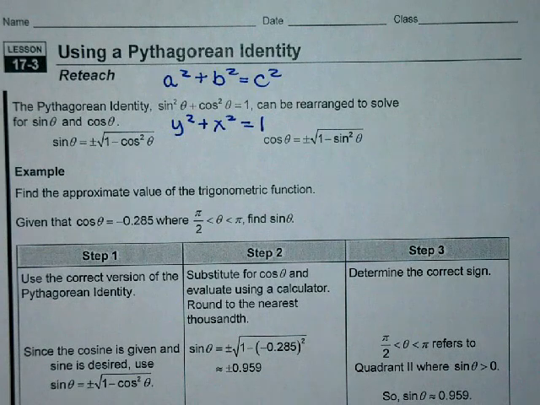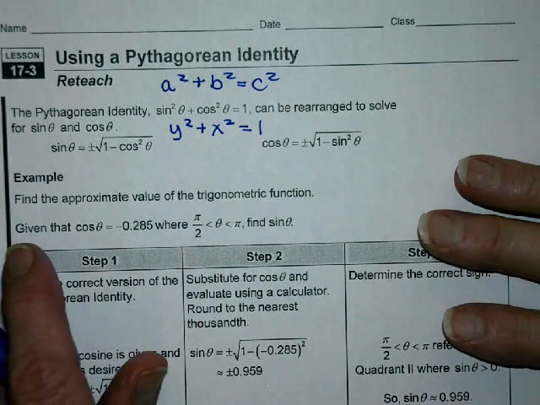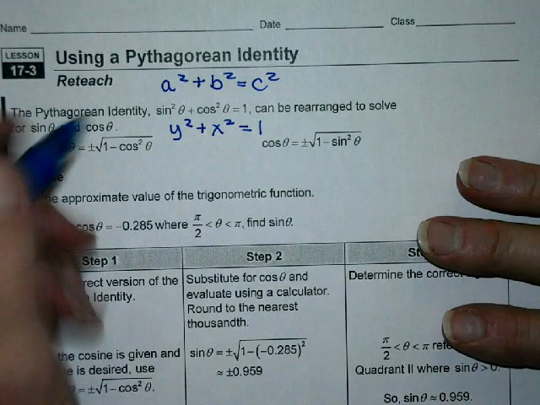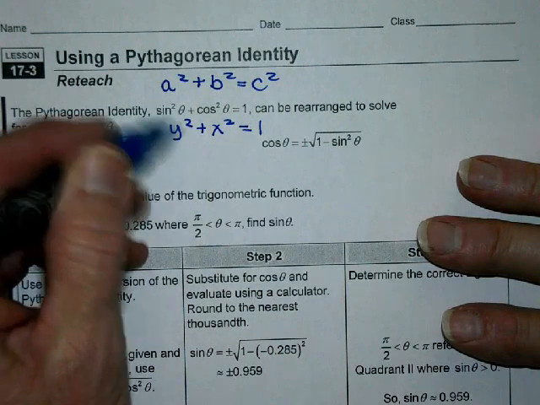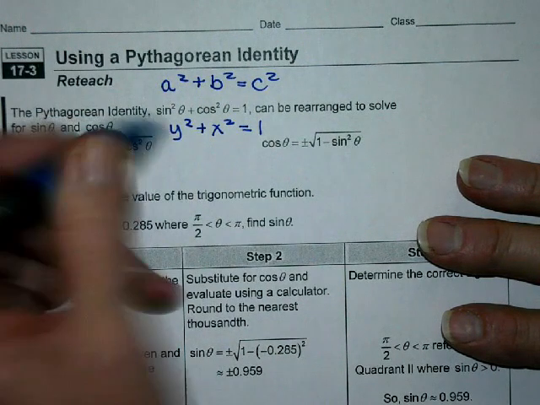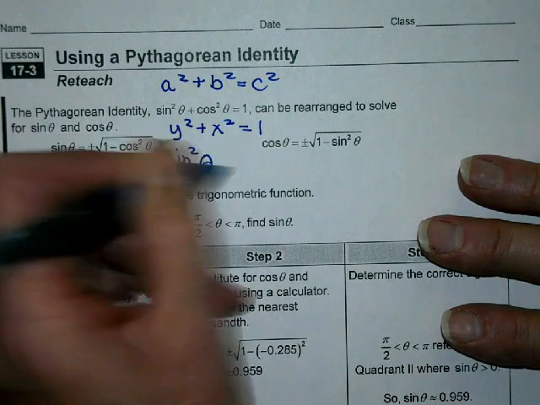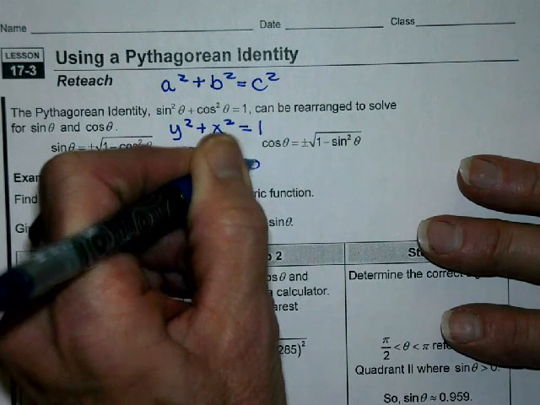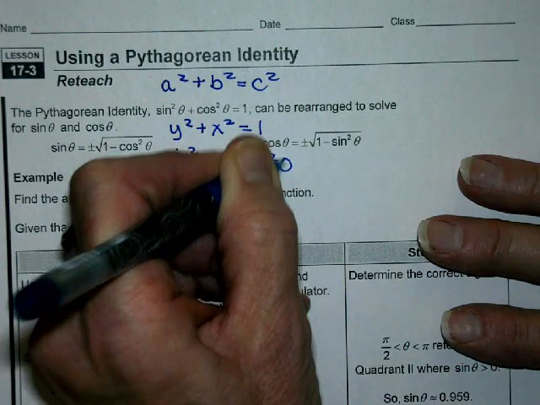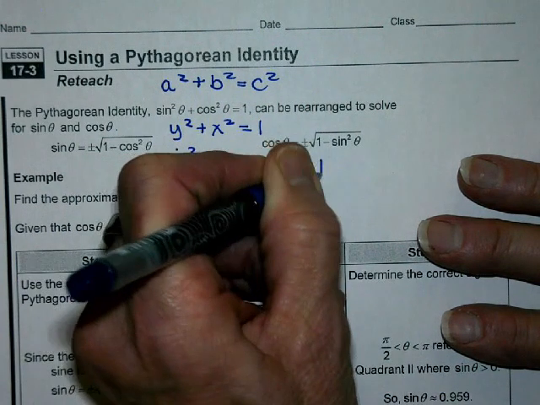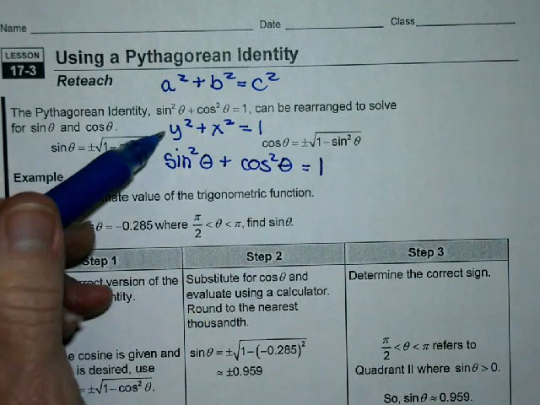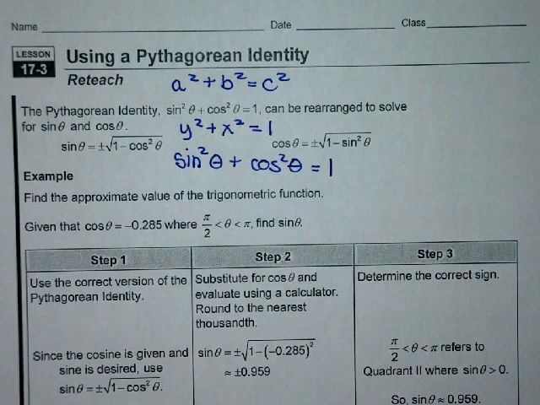So instead of an A, they used a Y. Instead of a B, they used an X. Instead of C, they used a 1, and squared it. Then they substituted in: sine is whiny, so that's sine squared of an angle plus cosine squared of an angle is still on the unit circle, right? So they went from values to trig functions.